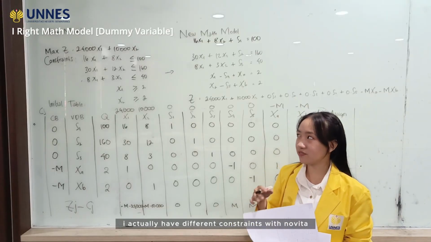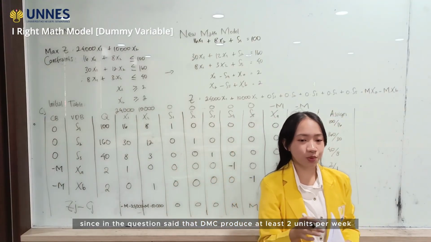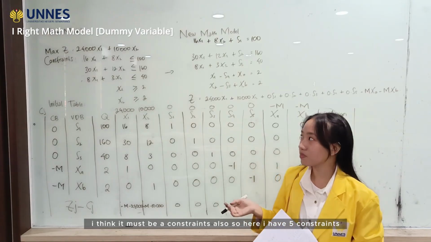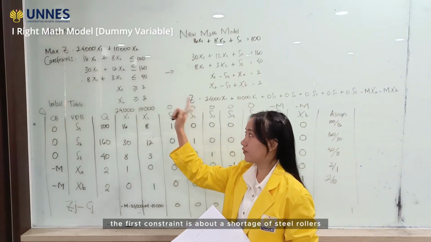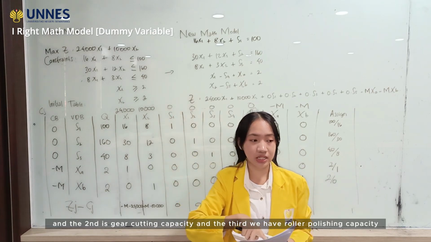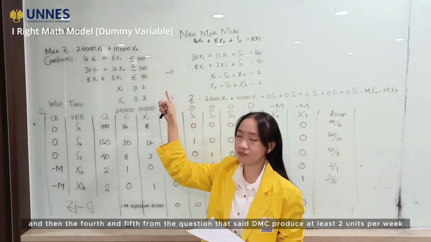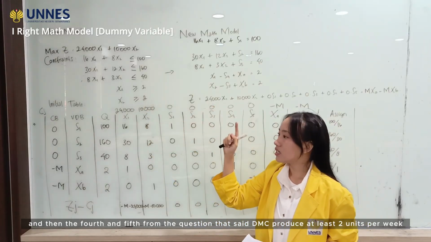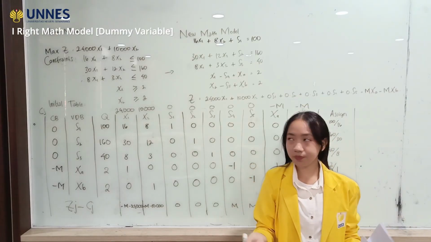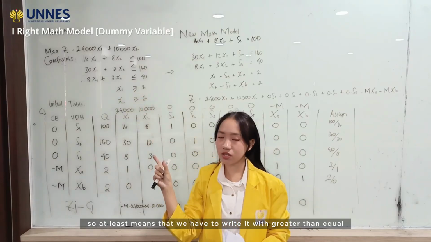I actually have very different constraints from Novita, since the question said that DMC also produced at least 2 units per week. I think it must be a constraint also. So here I have 5 constraints. The first constraint is about a shortage of steel rollers, the second is gear cutting capacity, the third is roller polishing capacity, and the fourth and the fifth are from the question that says the MC produces at least 2 units per week. So at least means that we have to write it with greater than or equal to.